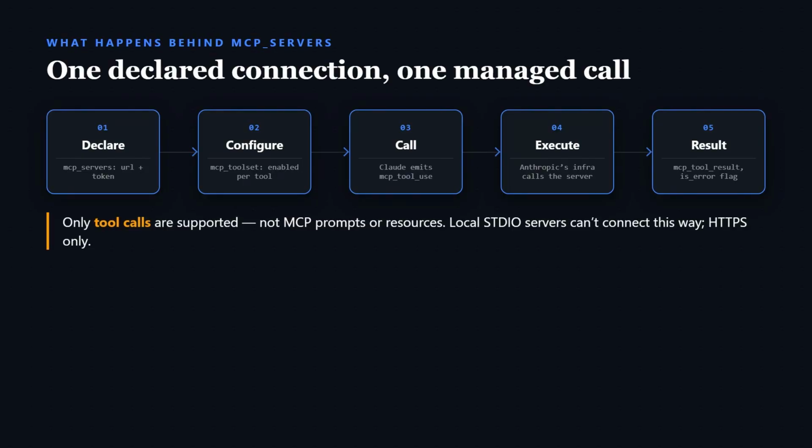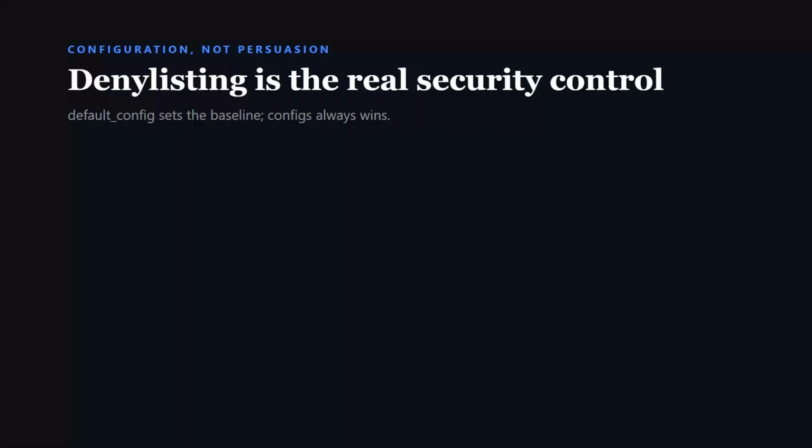The trade for that convenience is scope. Only tool calls are supported, not MCP prompts or resources, and the server has to be publicly reachable over HTTPS. A local stdio server simply can't connect this way. Splitting the server definition from its toolset configuration is what makes allow listing and deny listing expressible at all.